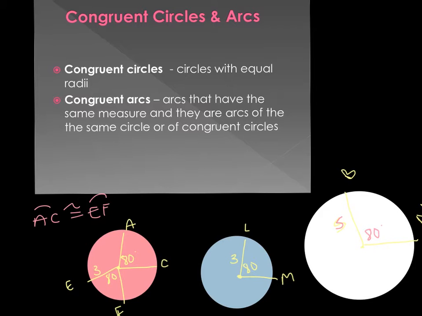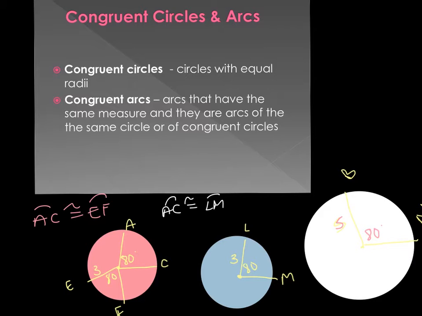If you look at the blue circle, what links the pink circle and the blue circle? What do I know about those two? Ignoring the arcs, what measurement's on there that links those two? Ignoring the angle measurement, the actual radius is the same, which means what's true about the pink circle and the blue circle? They're congruent circles. So I could also say that arc AC is congruent to arc LM. They are congruent circles with the same arc measurement.